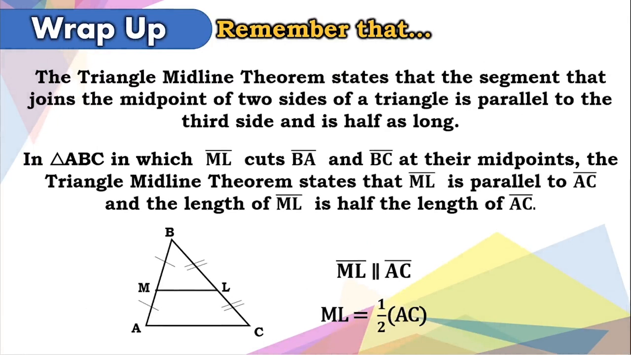Remember that the triangle midline theorem states that the segment that joins the midpoint of two sides of a triangle is parallel to the third side and is half as long. In triangle ABC, in which ML cuts BA and BC at their midpoints, the triangle midline theorem states that ML is parallel to AC and the length of ML is half the length of AC.